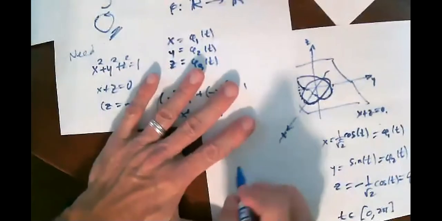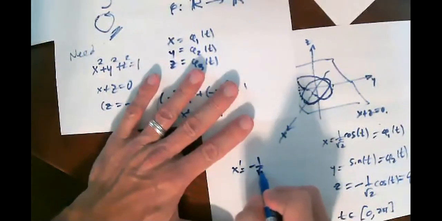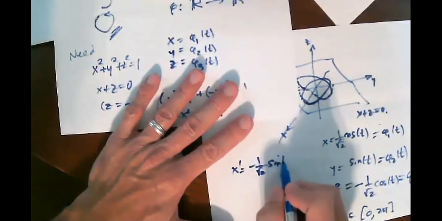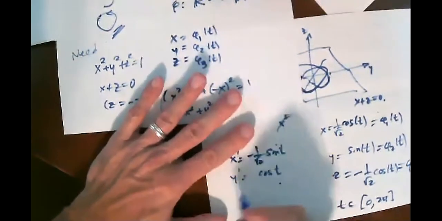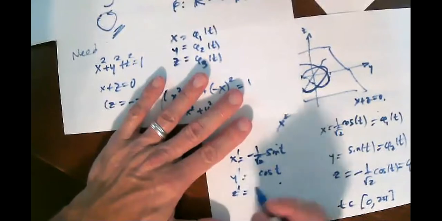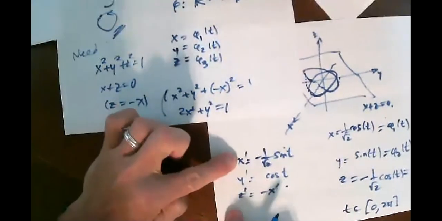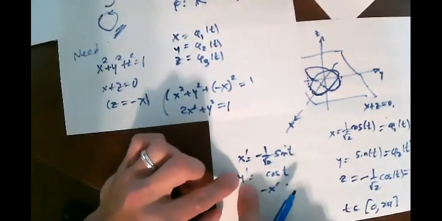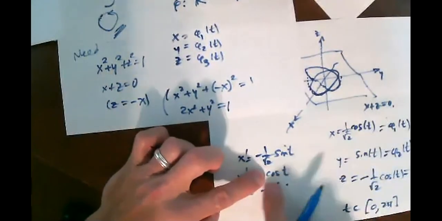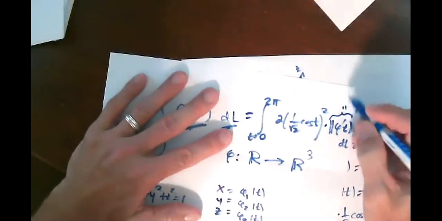You will discover actually that, well, I'll do it. X prime will be minus 1 over root 2 times the sine of t. Y prime will be just cosine of t. And z prime will be the negative of the x prime. And when you take x squared plus z squared, that'll turn out to be exactly sine squared of t. When you add in the y prime squared, which will be cosine squared of t, now you're up to exactly 1. So this little fudge factor in our case turns out to be exactly a 1.